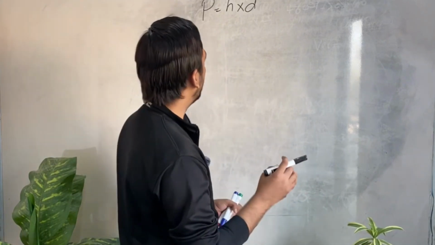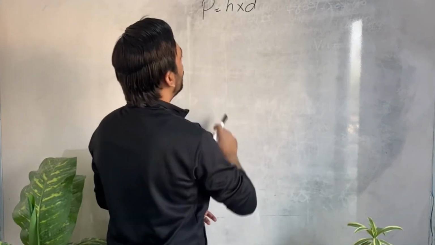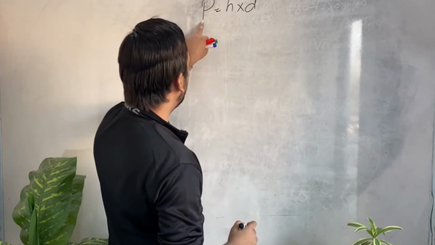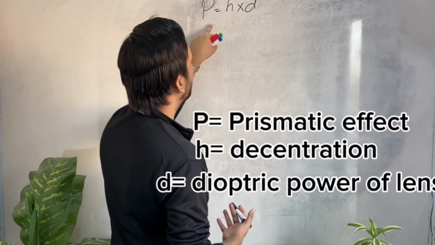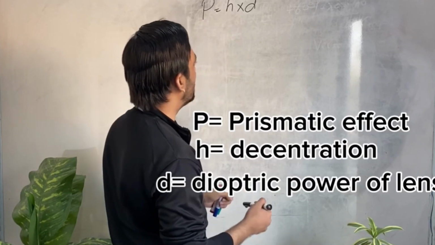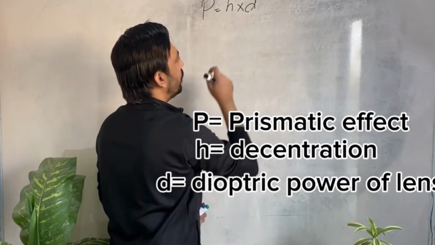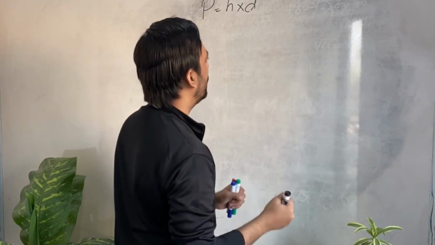You know very well that the formula of the Prentice Rule is P = H × D. In this formula, P represents the prismatic effect, H represents the decentration, and D represents the dioptric value of the lens.